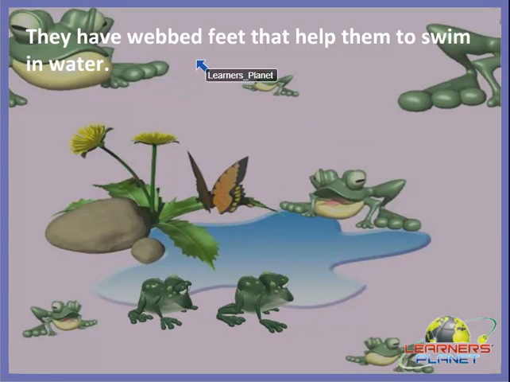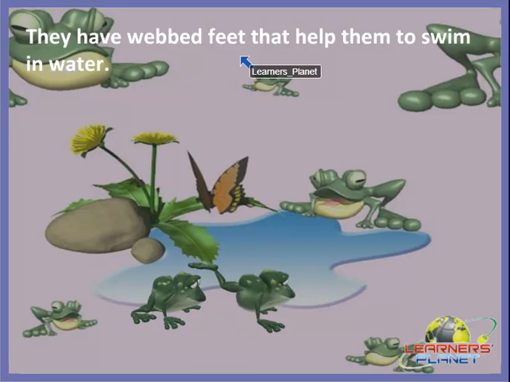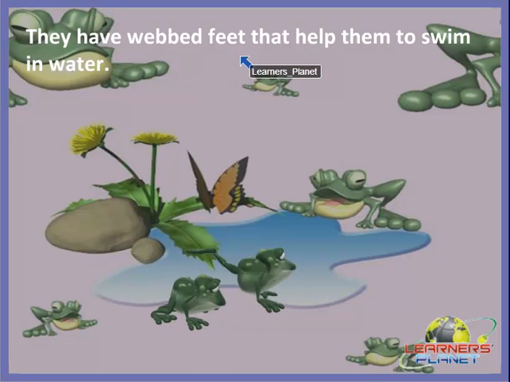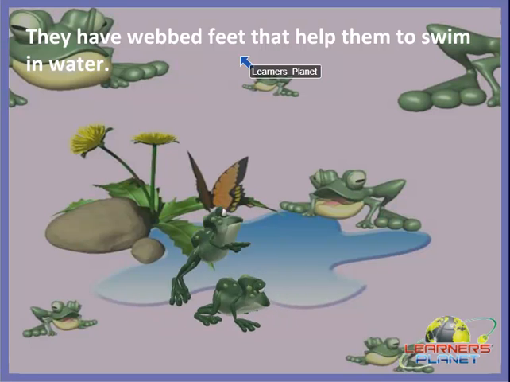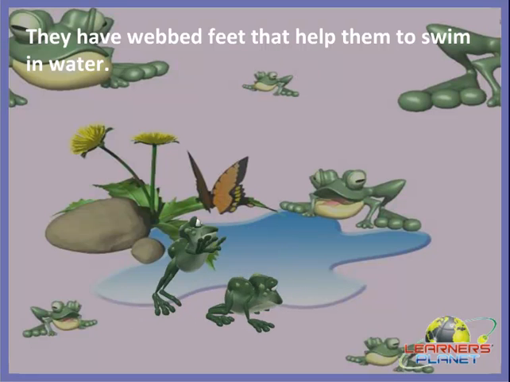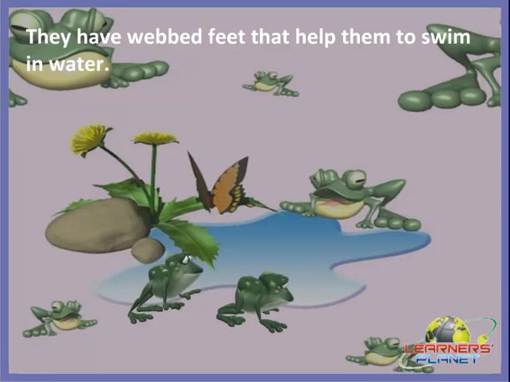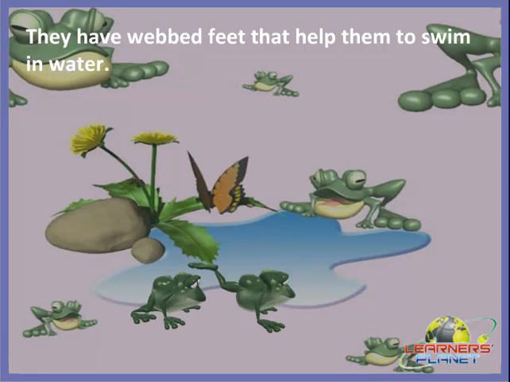And we can also say that they have webbed feet that help them to swim in water. So they are able to move on land because of their stronger back legs, and they have webbed feet also that help them to swim in water. So these are called amphibians. So always remember, frog and toad are amphibians, right? Because they are able to live on land as well as in water.